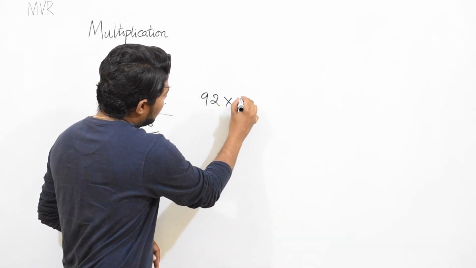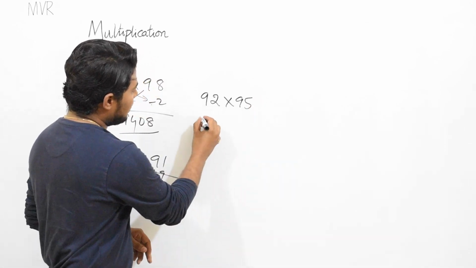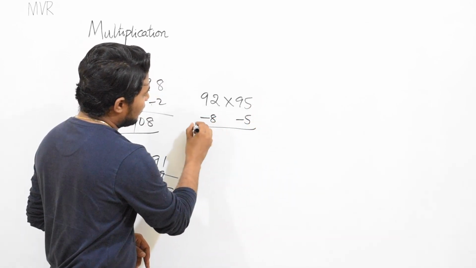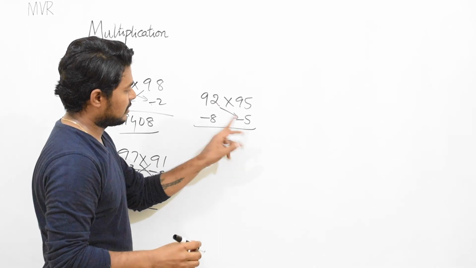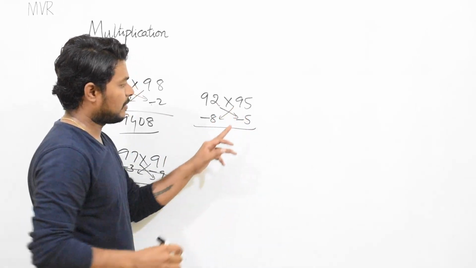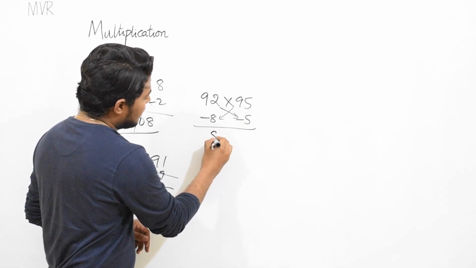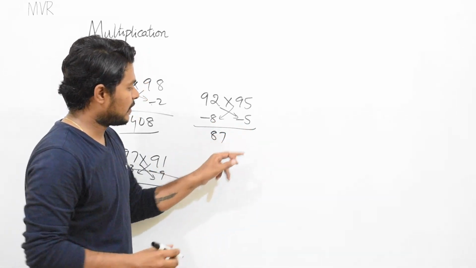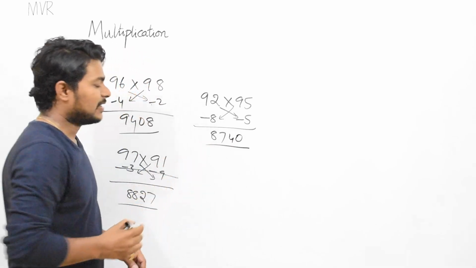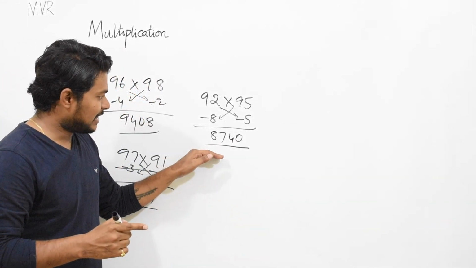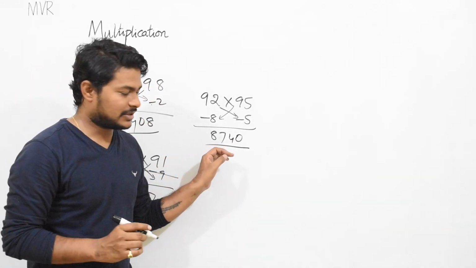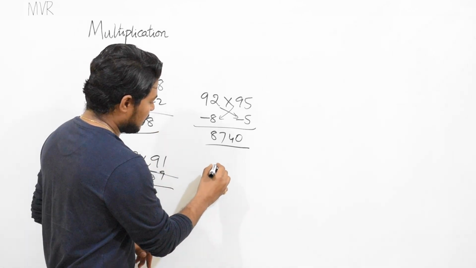92 into 95. Here this will be minus 8, and this will be minus 5. You can do 92 minus 5 or 95 minus 8, both are the same. So 92 minus 5 will be 87. Here 8 into 5 is 40. Within 2 steps you are multiplying two-digit numbers, and we will take another example also.